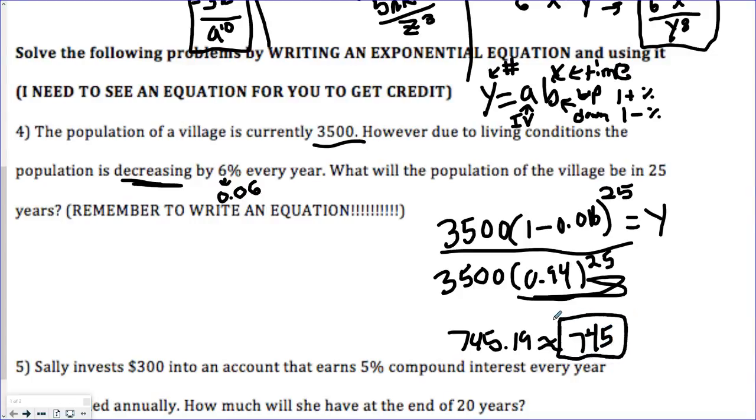So that's how the population of the village will be in 25 years, assuming they decrease at 6% a year. Again, the b value was being subtracted because we're decreasing, and the percent is the percent as a decimal like it normally is.